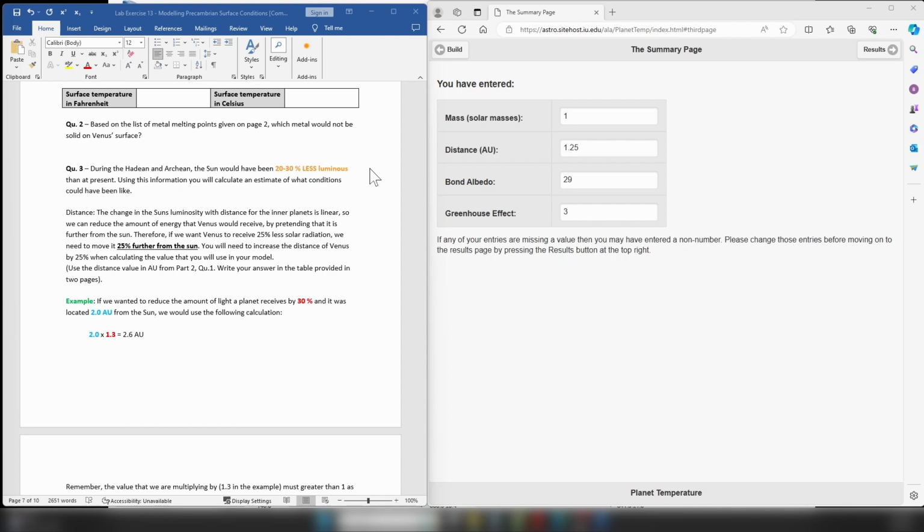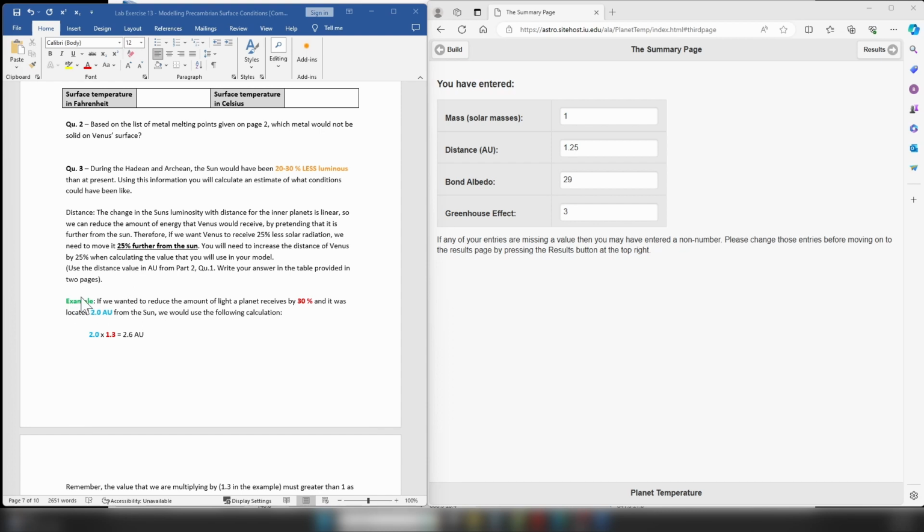Well, what we're going to do is move Venus 20 to 30% further away from the sun, thereby reducing the amount of solar radiation it would receive relative to the modern day sun. So what we'll do is increase the distance between Venus and Sun by 25%. And so what you need to do is take the distance value for Venus as it is now and increase it by an additional 25%.